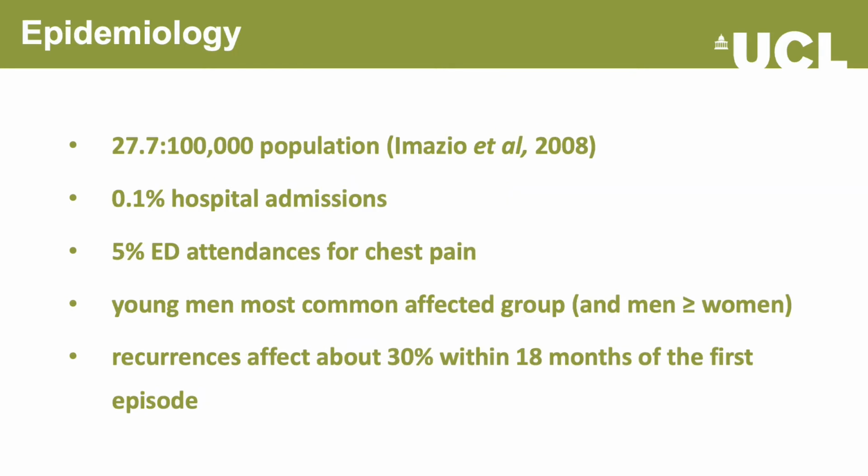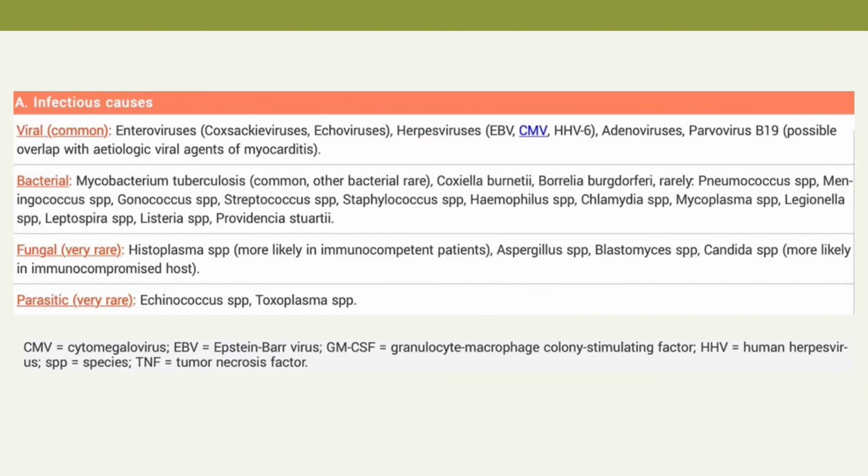So the epidemiology of pericardial disease is relatively common. This is data from an Italian study by Imazio et al. in 2008, which shows a prevalence of about 27.7 per 100,000 of the population. Although it accounts for only a very small proportion of hospital admissions, in fact 0.1%, it does account for a slightly higher proportion of emergency department attendances for chest pain. Young men are the most commonly affected group, and overall men are more affected than women. It's important to note that pericarditis can recur, and recurrences affect about 30% within 18 months of the first episode.